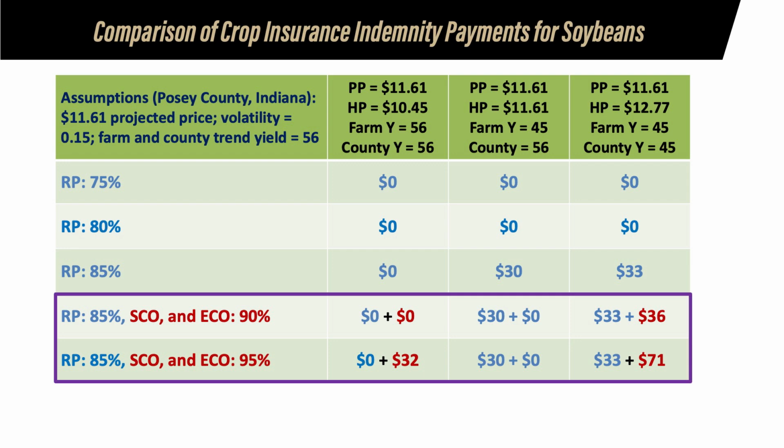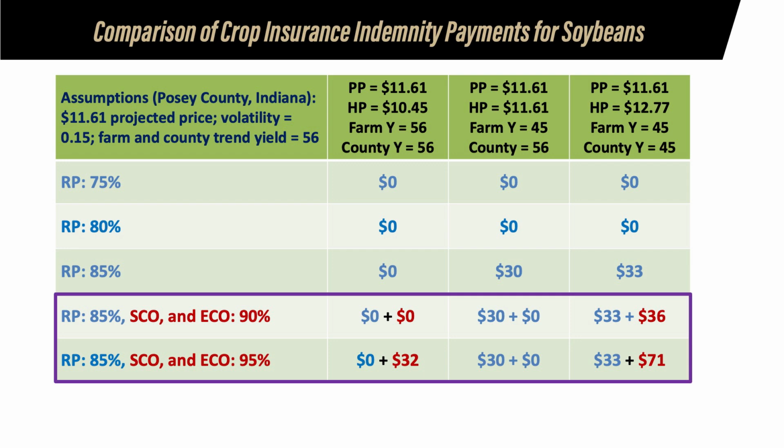I had a student doing a thesis looking at different crop insurance products and different grain marketing strategies, and that 95% product kicks in often. But you're paying for that. That's why you're paying so much for that, because it does kick in fairly often. Looking at the second column, if your farm yield is not the same as your county yield, in other words, they're not correlated, you're not going to get any benefit from the ECO if the farm yield is low and the county yield is not.